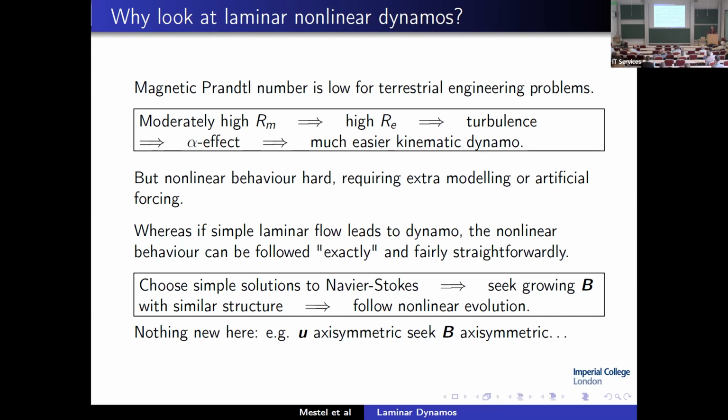Whether it represents a dynamo or not is another matter. So a typical strategy might be, let's choose an axisymmetric flow, and then rather than look at all possible dynamos, we'll just look for axisymmetric magnetic fields. And of course, we know that doesn't necessarily work, but it's a stratagem that we've all thought of before.